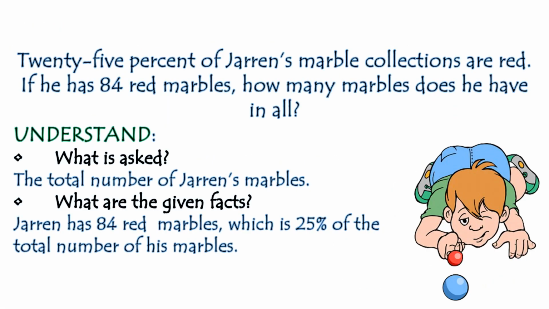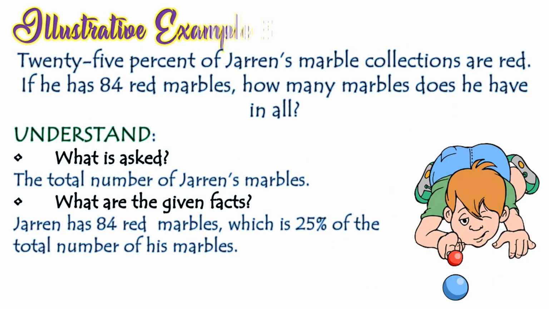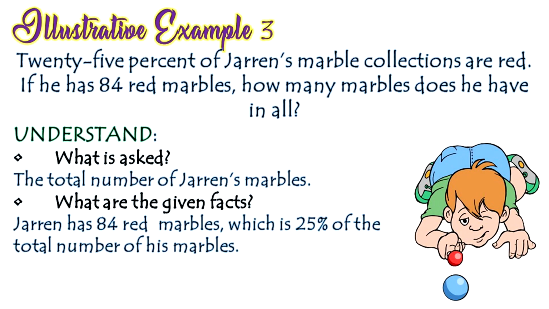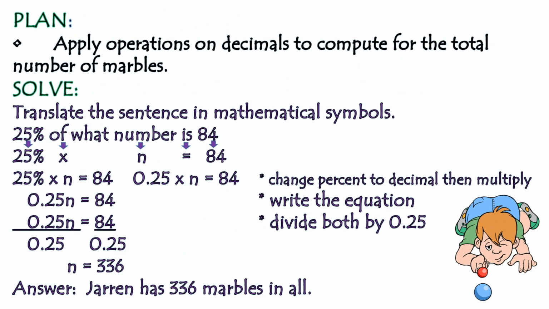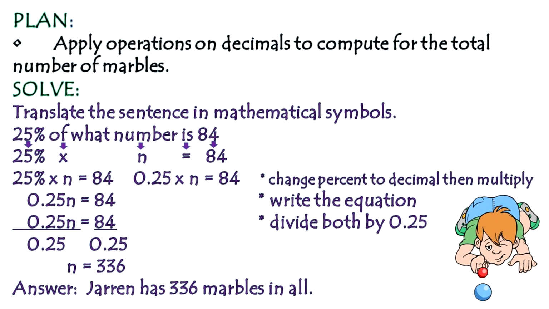And the last illustrative example: 25% of Jaren's marble collection are red. If he has 84 red marbles, how many marbles does he have in all? Let's understand the problem. What is asked? The total number of Jaren's marbles. What are the given facts? Jaren has 84 red marbles, which is 25% of the total number of his marbles. Then again, we plan. Apply operations on decimals to compute for the total number of marbles.